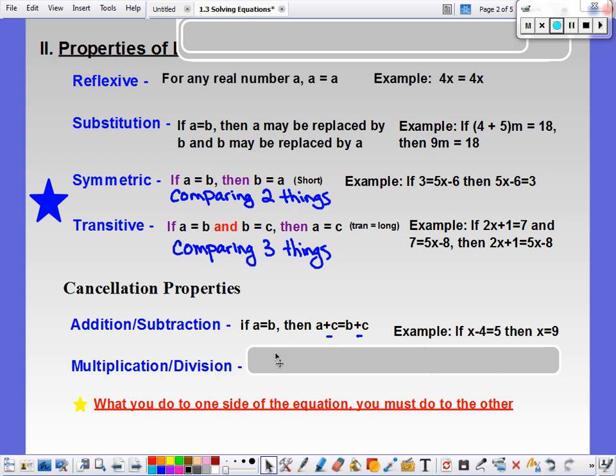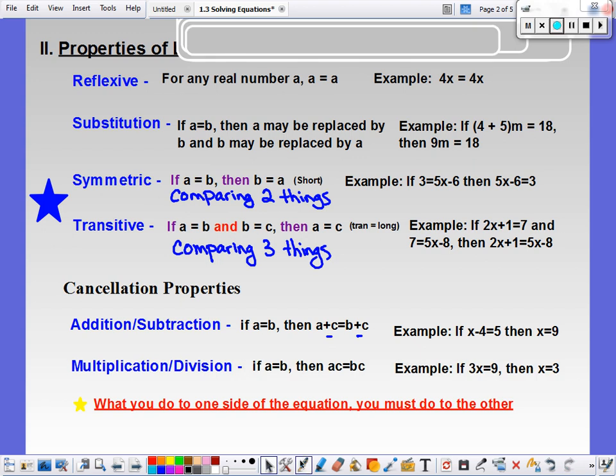Multiplication division, very similar. It just simply says, look, if you have an equation A equals B and you multiply A times C, then you better multiply B times C. Or division, if you divide A by C, then you've got to divide B by C. And so that's called the division property of equality or multiplication property of equality. In college algebra, they call it the cancellation properties. And so that's why a lot of times we'll go ahead and expose it to you now.